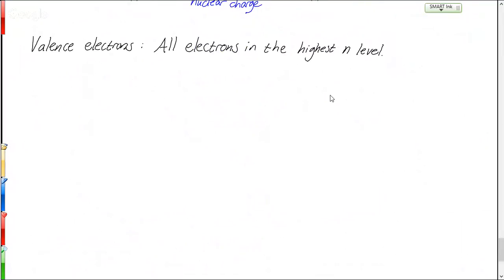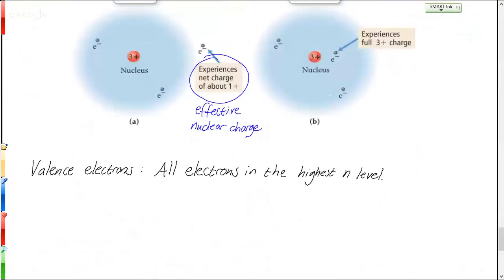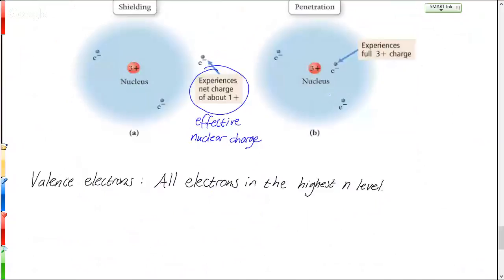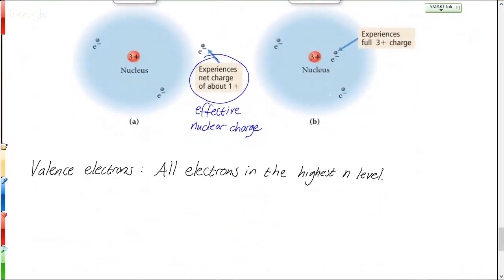What do you think is special about all the electrons in the highest n level with respect to effective nuclear charge? They have the least. Yeah, they're going to have the lowest. They combine with other ones, yep.